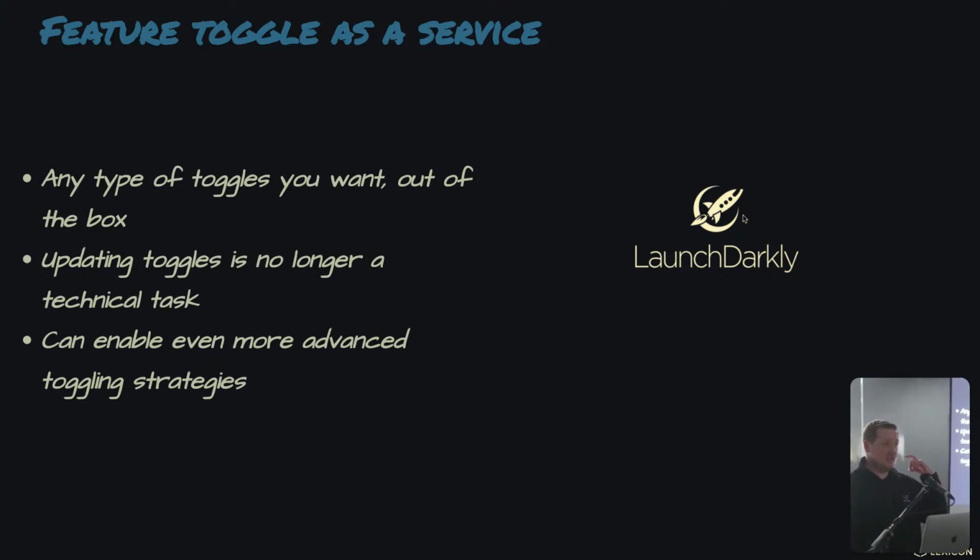You can give access to your product owner and let them control when the feature goes out or who gets access to it. Give it to your sales team to turn it on specifically for the demos that they're running. And it can also do a whole bunch of other things. Different toggling strategies, percentage-based rollouts, and things like that. So A/B testing, experiments, all sorts of things come packaged in with it.